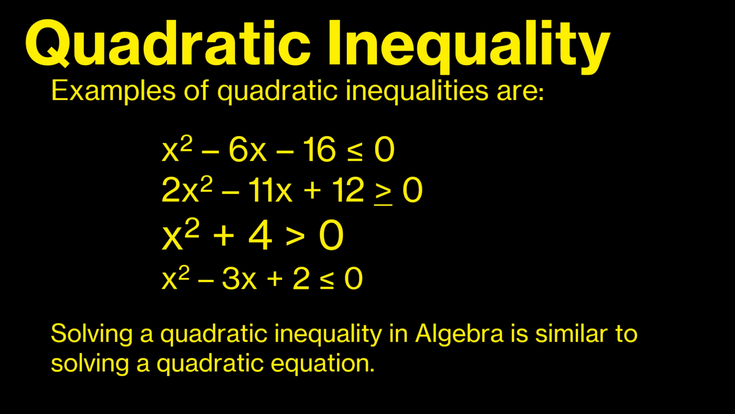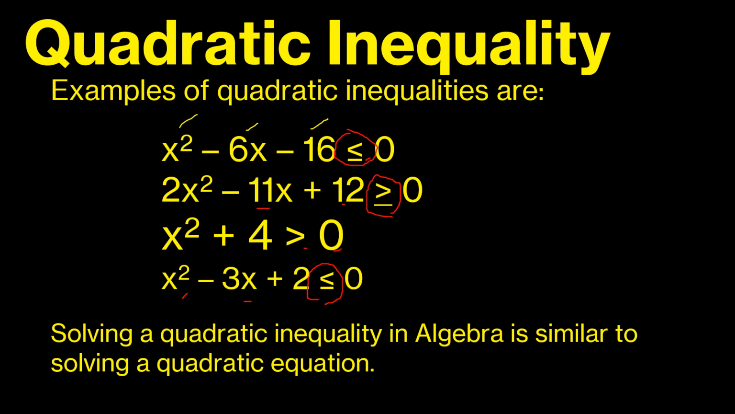Now here are examples of quadratic inequalities. X squared minus 6x minus 16 is less than or equal to 0. So the bar below the symbol less than is read as equal to. We also have 2x squared minus 11x plus 12 is greater than or equal to 0. Or x squared plus 4 is greater than 0. Or we also have x squared minus 3x plus 2 is less than or equal to 0.